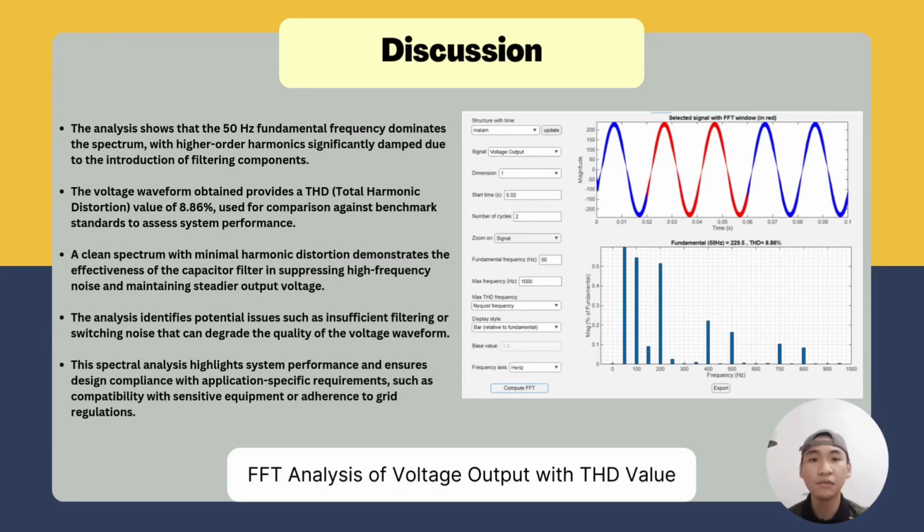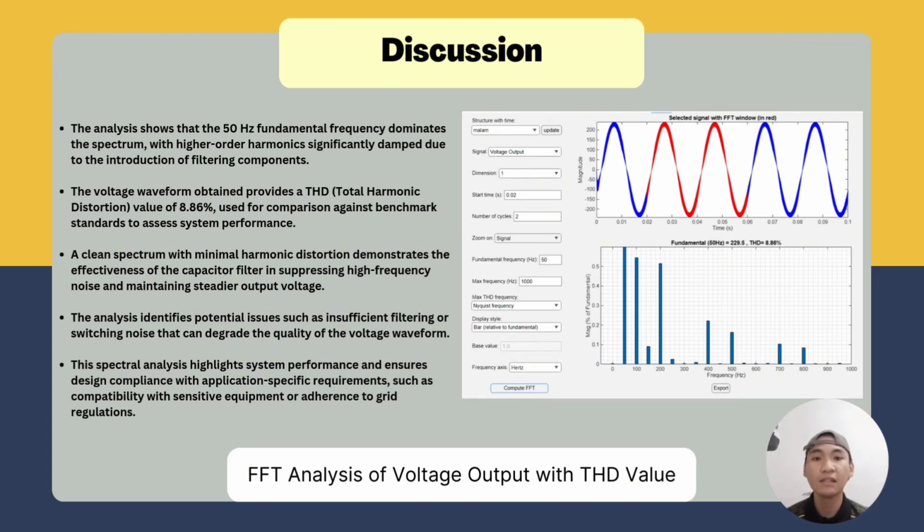Now I will continue with the FFT analysis of the voltage output. As the figure shown in this slide, it follows from the analysis that the 50 Hz fundamental frequency will prevail in the spectrum while all higher order harmonics are drastically damped due to the introduction of the filtering component in the system.